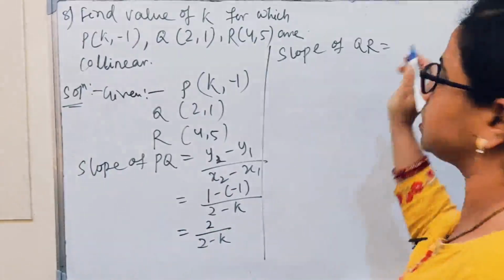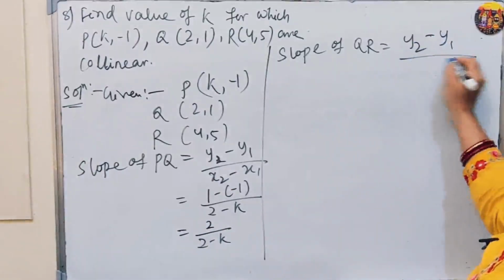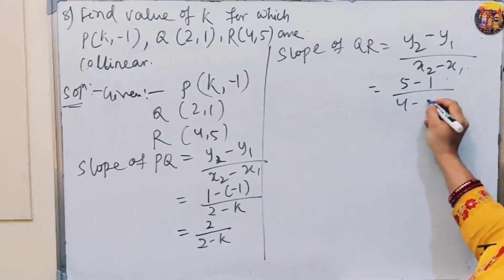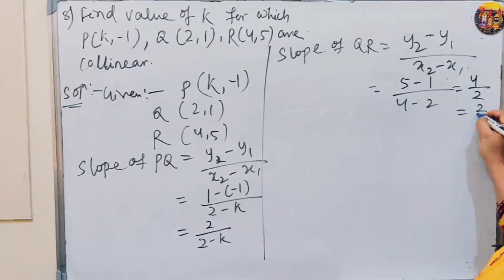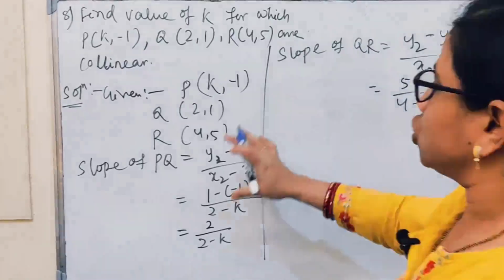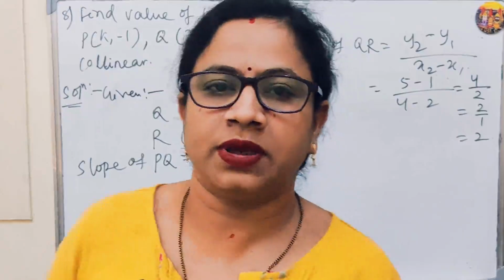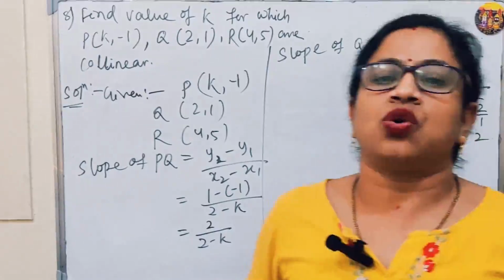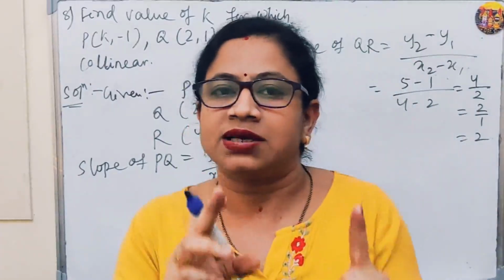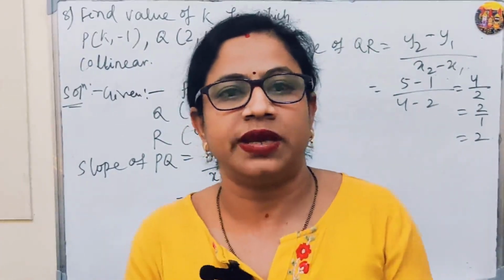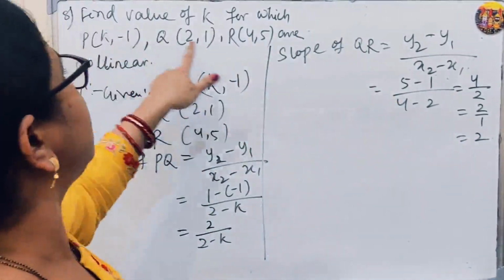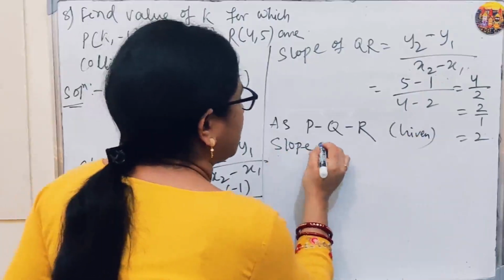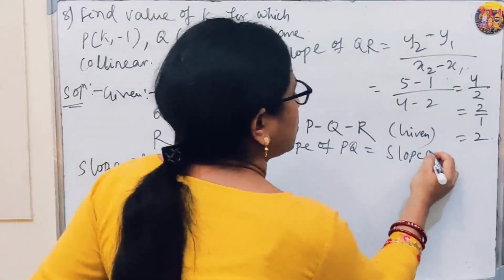Slope of QR is equal to y2 minus y1 upon x2 minus x1. It is 5 minus 1 upon 4 minus 2, that is 4 upon 2. So the answer is 2. So the slope of PQ is 2 upon 2 minus k. The slope of QR is 2. Now we found both the slopes. We have already learned that if points are collinear then the slopes will be equal. It is given the points are collinear. So the slope of PQ is equal to the slope of QR.